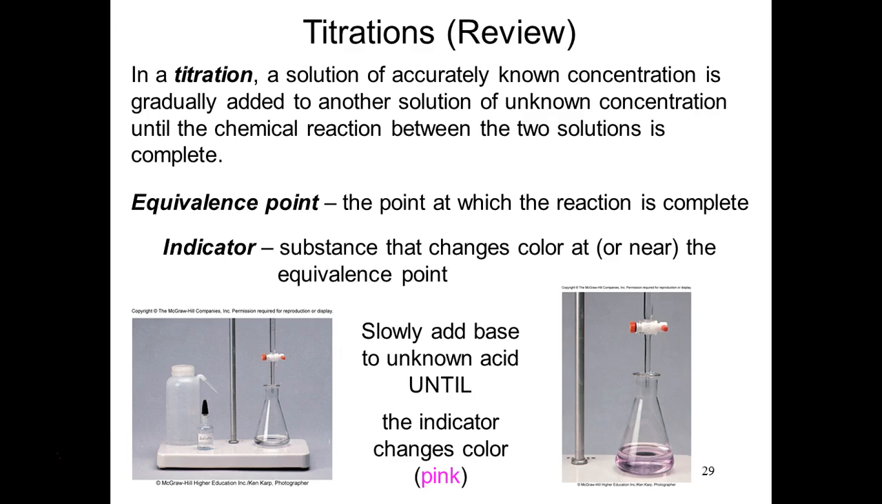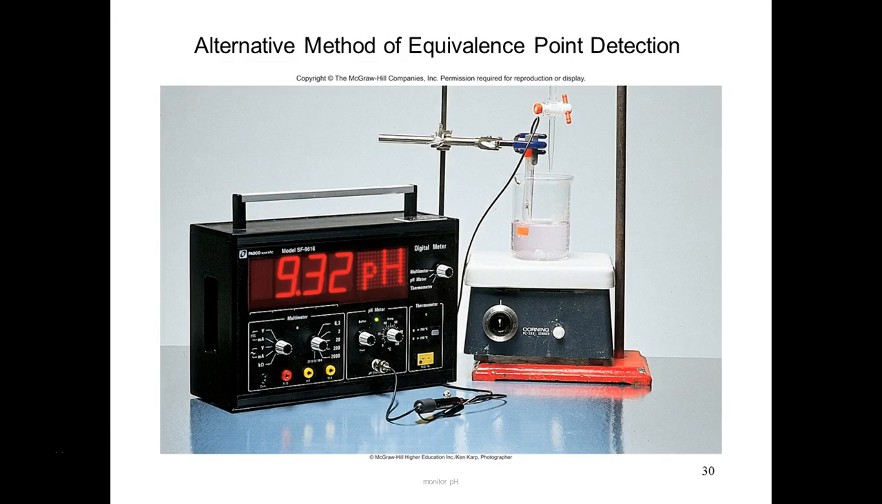Now that indicator shows us that the moles of hydroxide are equal to the moles of H+ or hydronium in this titration. An alternative method for equivalence point detection, or just an alternative method for mapping out titrations, is a pH meter. All right, and we'll be using one of these this year as well.